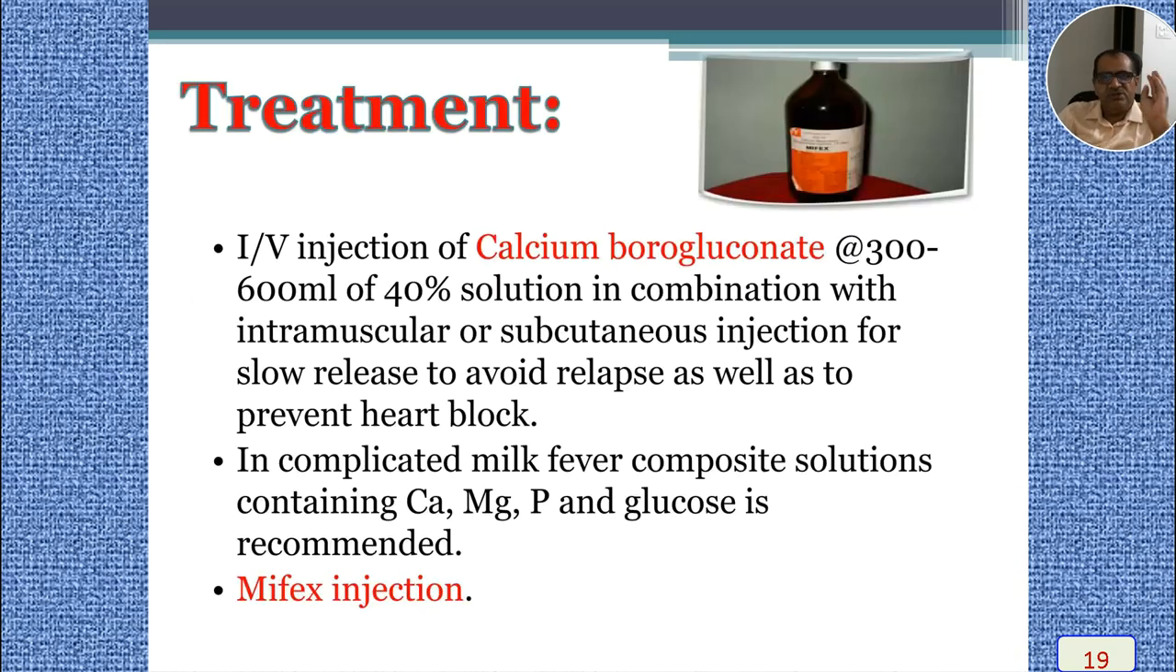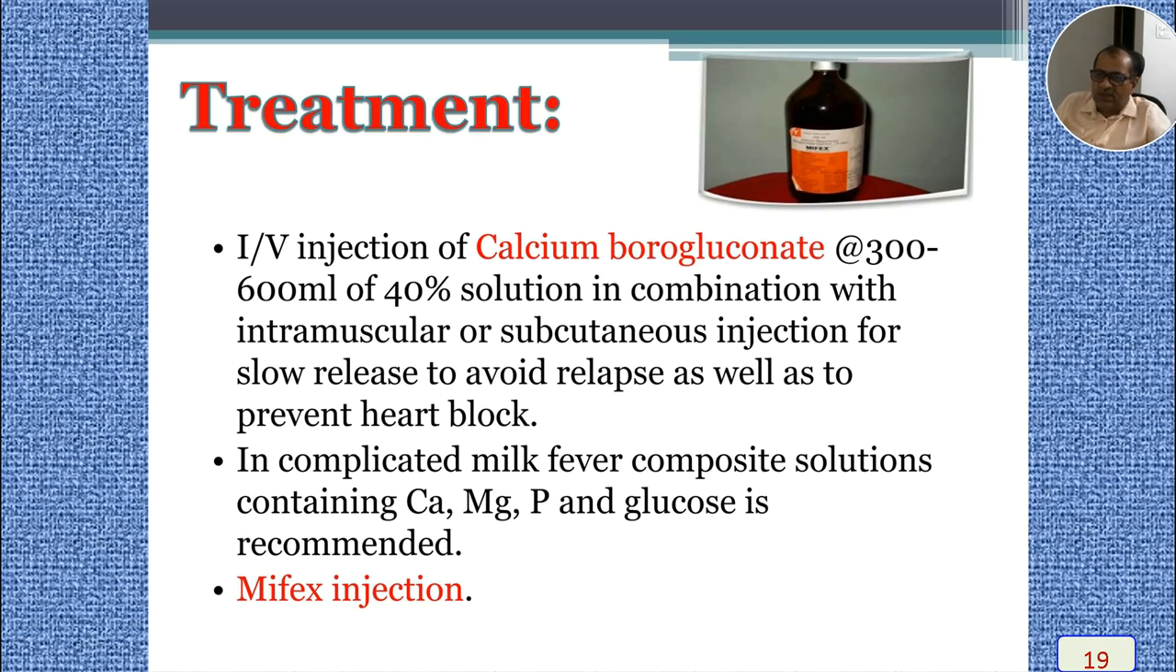Then for treatment, it is recommended that calcium borogluconate at the rate of 300 to 600 ml of 40% solution be administered always very slowly IV, or we can also administer it as a subcutaneous injection for slow release to avoid relapse as well as to prevent heart block. So we should not administer the calcium very fast, because especially in milk fever there will be a decreased heart rate because of the decreased concentration of calcium in the blood. So there will be bradycardia, and hence if we suddenly administer the calcium a little fast, it may result in tachycardia. Then cardiac collapse may also happen.